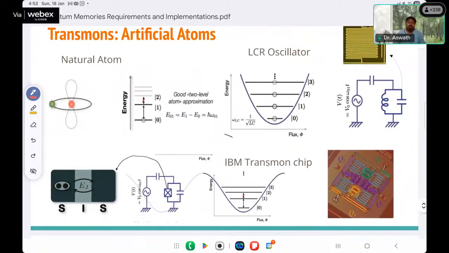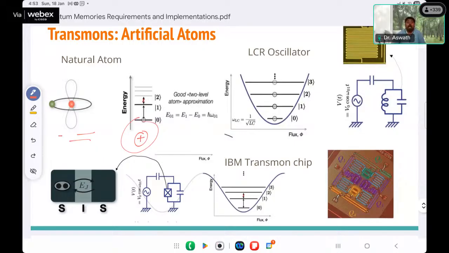Coming back to the most important one, transmon, artificial atoms. If you take a real-world, natural atom, it has various orbits about the nucleus: 0, 1, 2, and so on. What's interesting is that the levels are placed unequally. Let's say the separation between 0 and 1 is not equal to that between 1 and 2. That is naturally available for real-world atoms.